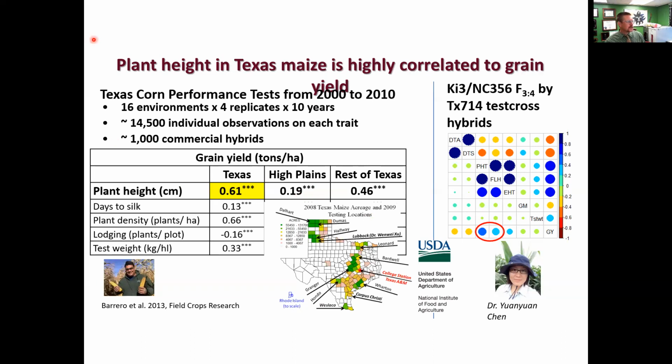And so you can see in this study here, which was published in Field Crops Research in 2013, we had 14,000 individual observations on traits like plant height and yield in commercial material, and the correlation across Texas was extremely high. Then similarly, this is just one of many genetic mapping populations. This is a biparental mapping population we had in test crosses, and plant height and grain yield were also highly correlated.